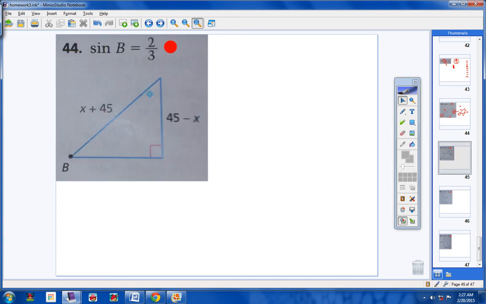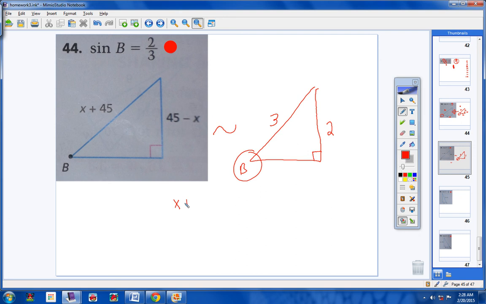All right, number 44. Same thing again, okay? So let's go ahead and draw a similar triangle over here. Right angle, angle B. And I've got a sine, so opposite over hypotenuse. Now, these two triangles are what? Similar, so I can use ratios. So I can say x plus 45 over what side? 3 equals 45 minus x over what side? 2. Okay? So now cross multiply.